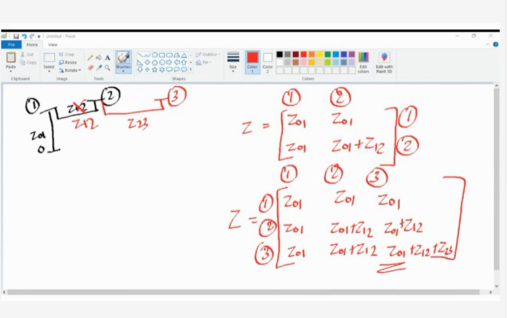Does that make sense? Is that clear? Does that make sense? Sakura, is it clear for you? No. Okay. So it's clear for everybody.